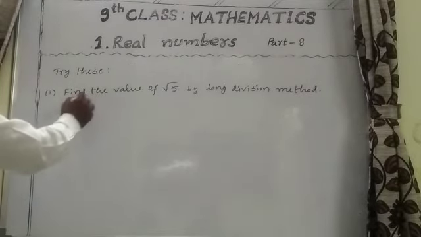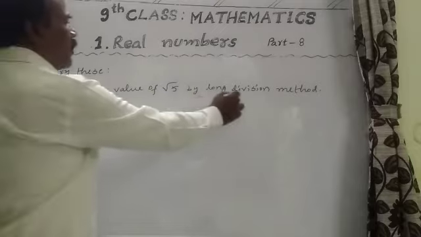Try this. Find the value of root 5 by long division method.